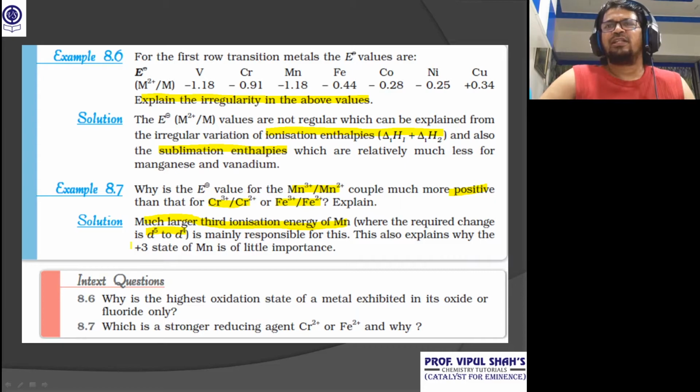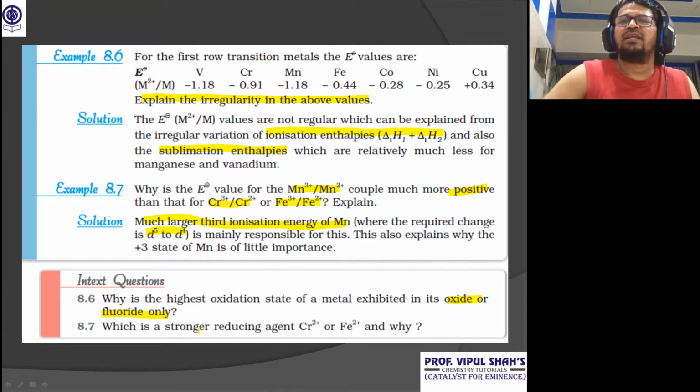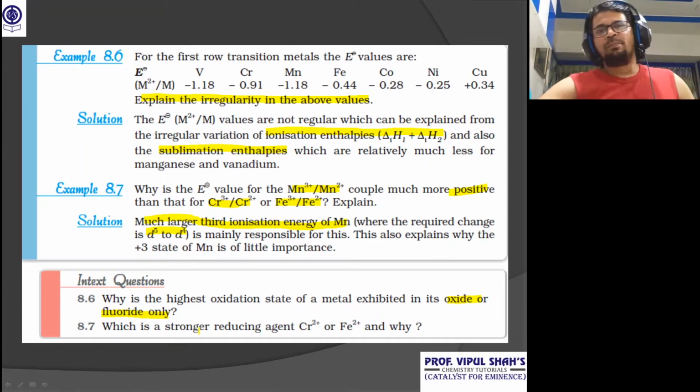Then look at this part. Why is the highest oxidation state of a metal exhibited in its oxide or in the form of fluoride? We just now discussed, in the form of fluoride because it's a superhalogen, and oxide because oxygen has a tendency to form multiple pπ-pπ bonds, but more stability is in oxygen, that's oxide.